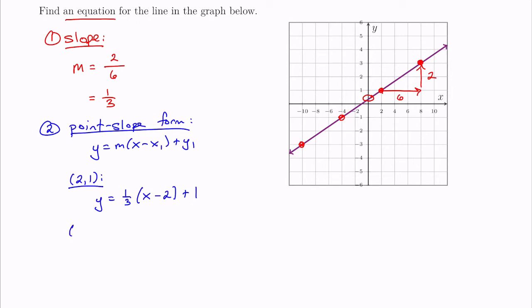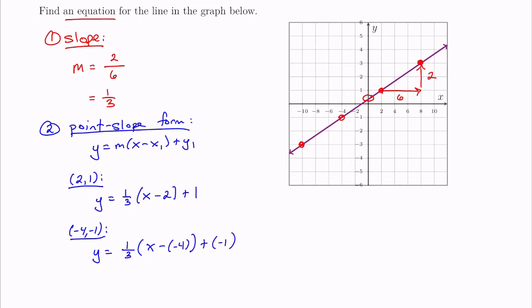Had we chosen to use one of the other points, say the point there at -4, -1, our equation would still have the same form, but the x1, y1 values that we use would be different. And so we would have y equals the same slope, 1/3, times the quantity x minus this x value. So it would be x minus -4 plus a -1.